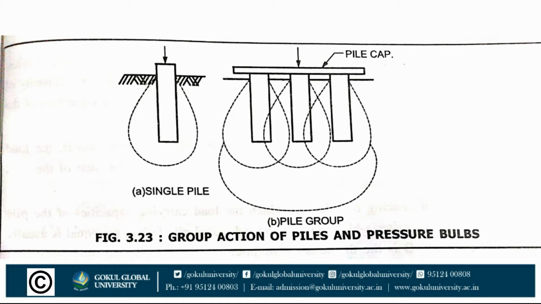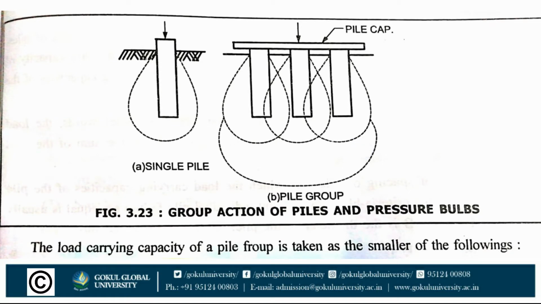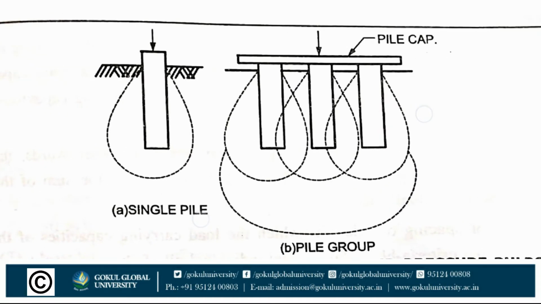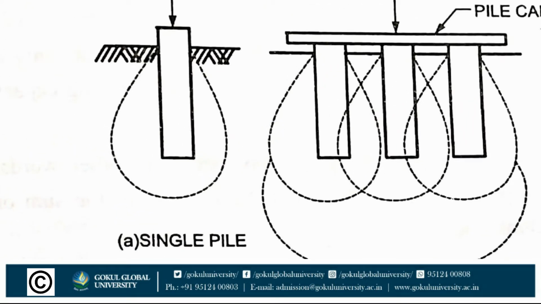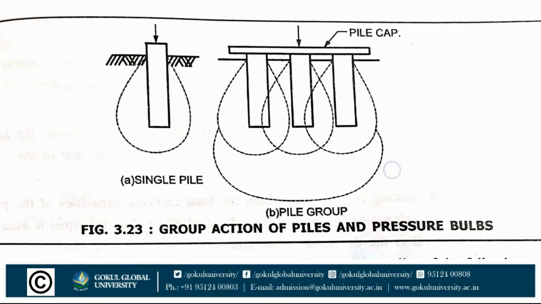The load carrying capacity of an equivalent large pier is obtained by determining the skin friction resistance around the embedment perimeter. Generally, the load carrying capacity of a pile is taken as the smaller of the following. Here two figures are shown. One is a single pile, and the other is a pile group, and the upper layer is the pile cap. A pile cap is provided in a pile group. These show the group action of piles and the pressure bulb. In a single pile there is a small pressure bulb, while in a pile group there is a huge pressure bulb.